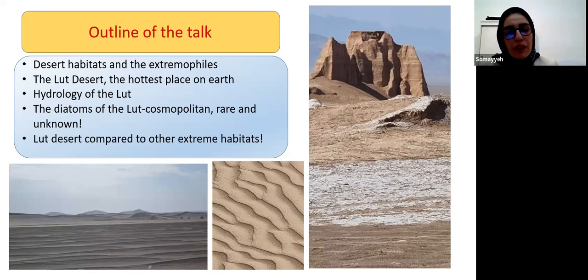So the outline of my talk includes the desert habitats and the extremophiles. The Lut Desert, as I introduce it, which is named the hottest place on Earth. The hydrology of the Lut Desert, the diatoms of the Lut Desert and the different types of them. And at last, I will give a notice about the Lut Desert compared with other deserts.